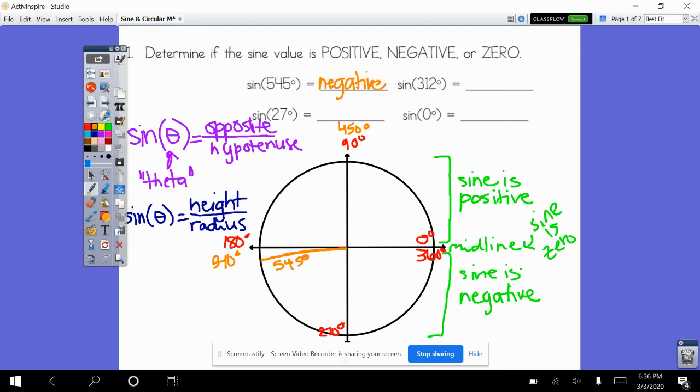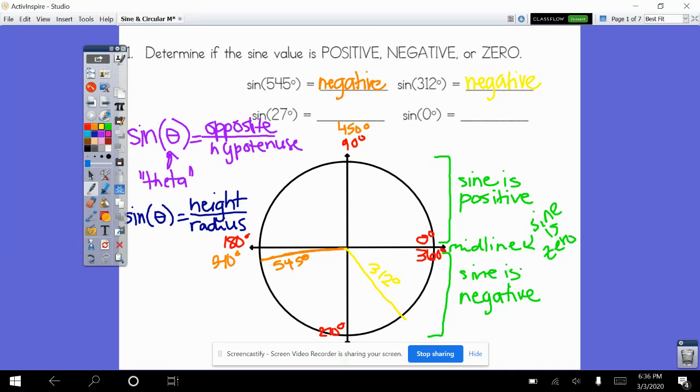All right, let's do 312. So 312 degrees, that's between 270 and 360. It's about here. So that's 312 degrees. So again, that's below the midline, so it's going to have a negative sine value.